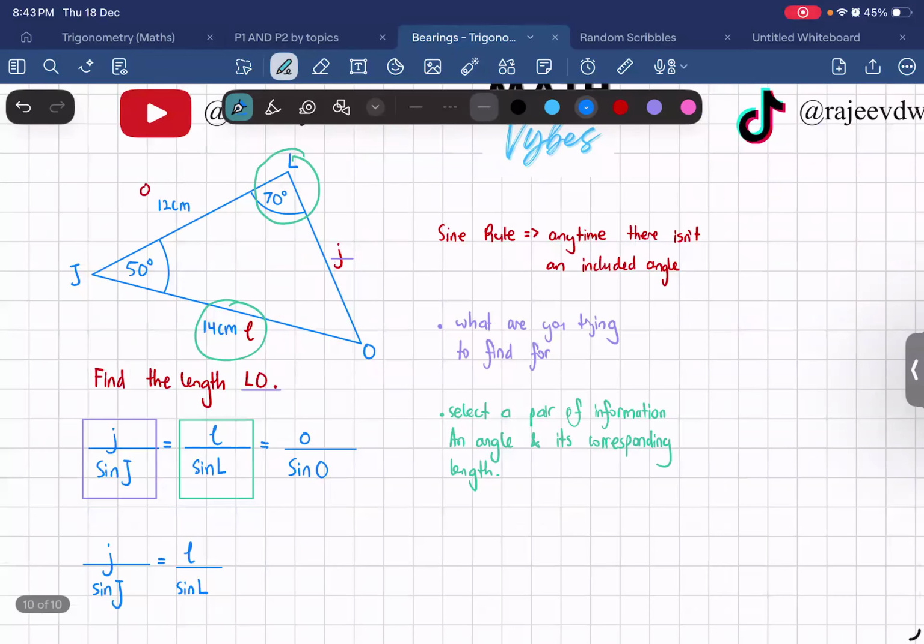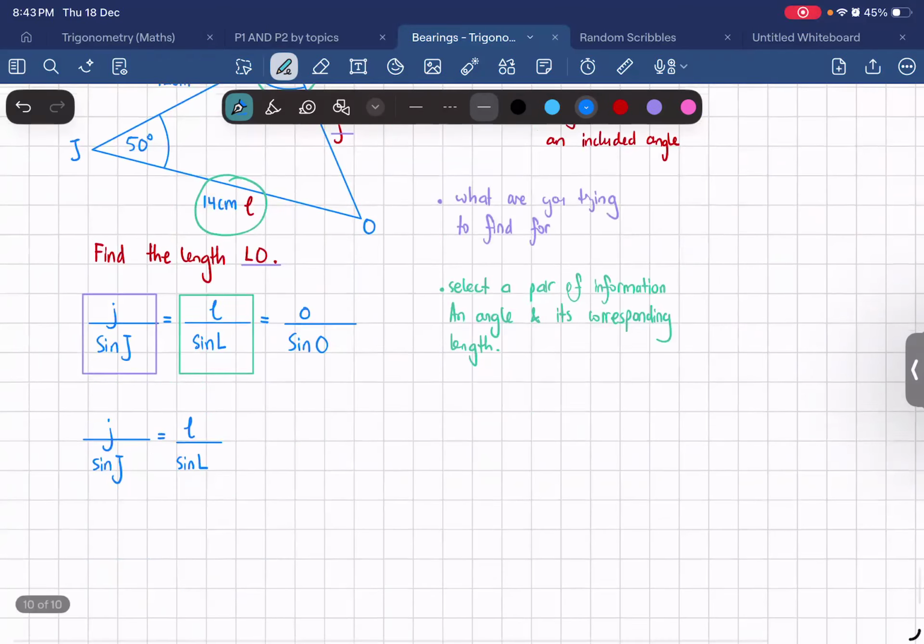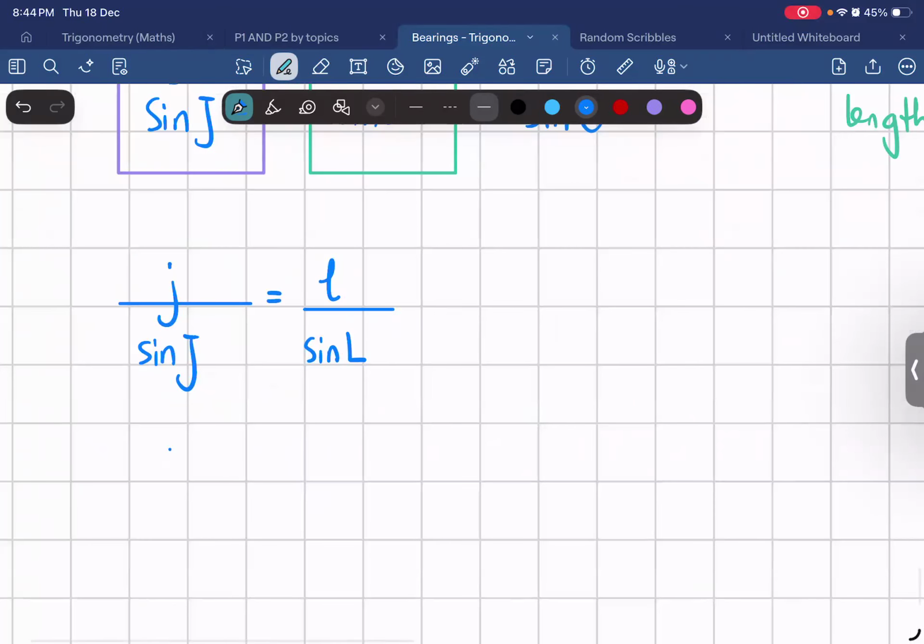Could somebody tell me what J is? Do we know what J is? No, but we know the angle for J, which will be 50. So it will be, like you said, J over sine 50. Right? And that would be equal.